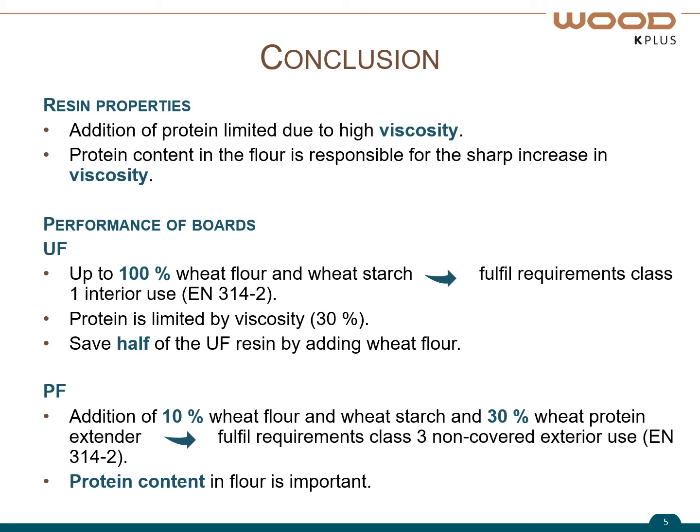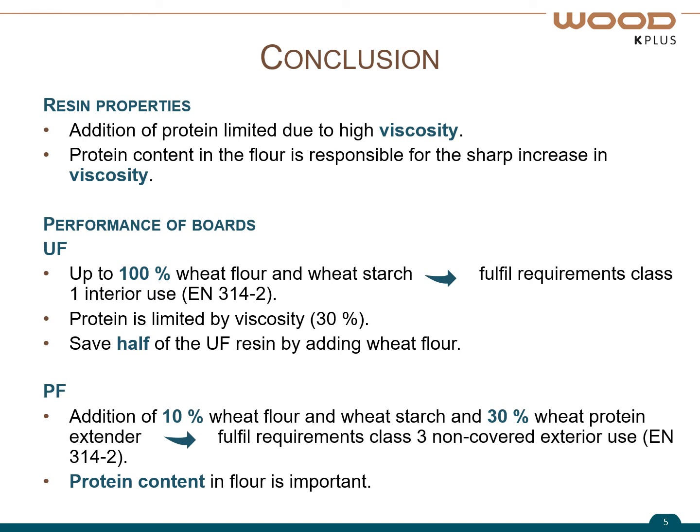To conclude my presentation, it was found that the addition of protein is limited due to the resulting high viscosity. The protein content in the flour is responsible for the sharp increase in viscosity. Up to 100% wheat flour and wheat starch can be added to UF resin and fulfill the requirements of Class 1 interior use. Protein addition is limited by its high viscosity. It was possible to save half of the UF resin by adding the extender wheat flour and starch and still achieve the required wet bonding strength.